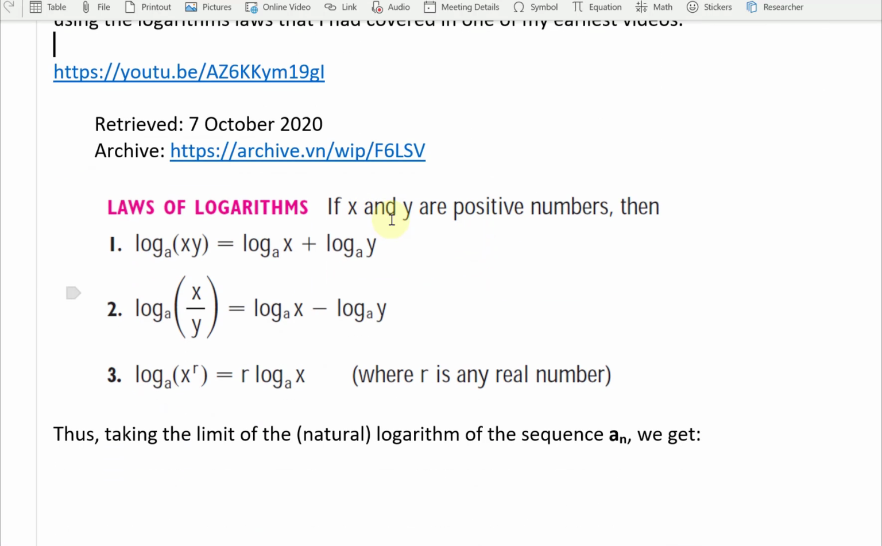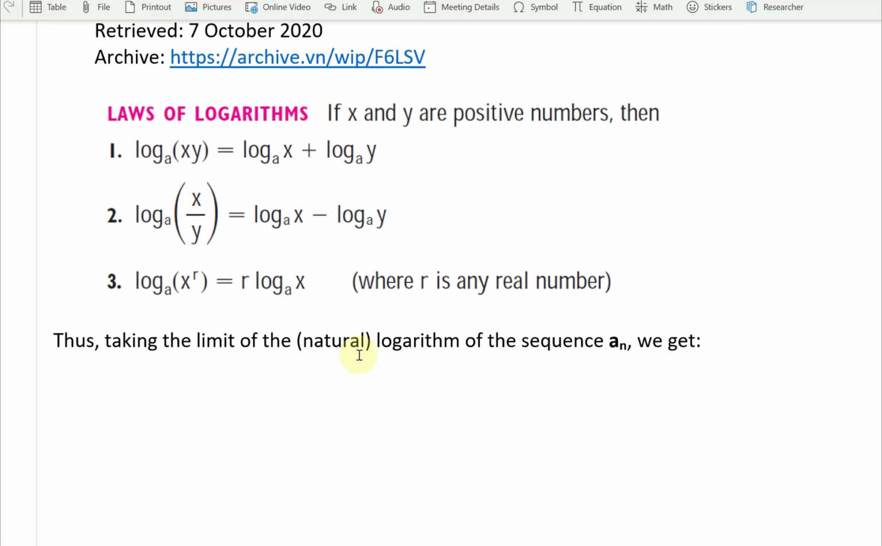So, log laws: if x and y are positive numbers, then log base a of x times y equals log base a of x plus log base a of y. And also, division is going to be subtraction, and then you can take the power out like that.